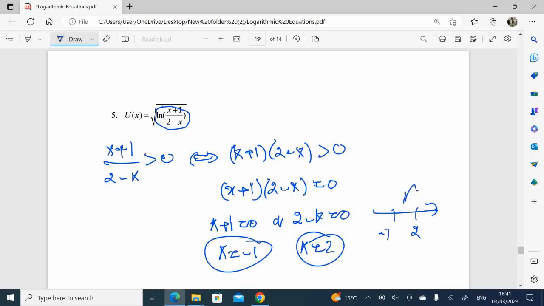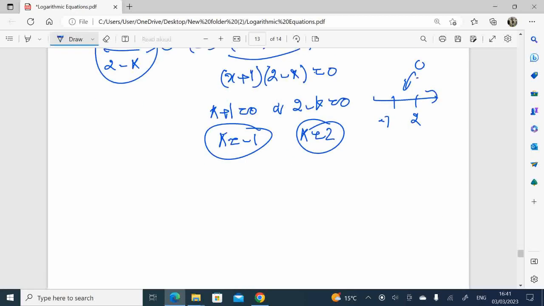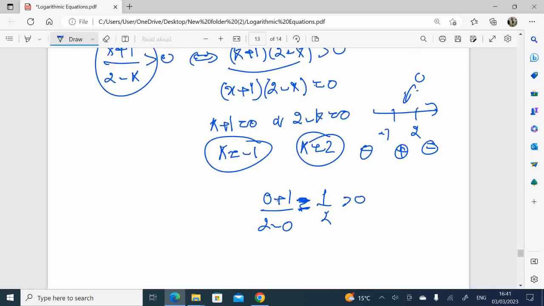If I choose 0 in between and substitute it here or here, it doesn't matter, we are going to get 0 plus 1 over 2 minus 0, which is equal to 1 over 2, okay, which is positive. It means in between here we have positive, and outside we have negative, negative. So I need the sign to be positive. It means this condition is satisfied for x plus 1.